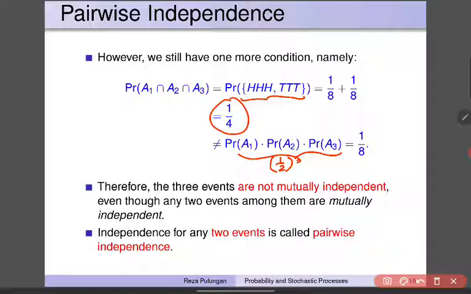So therefore the probability of the intersection between A1, A2, and A3 is not equal to the product of the probability of A1, the probability of A2, and the probability of A3. Therefore, the three events are not mutually independent, because the condition says that it must hold for all subsets, even though any two events among them are independent.